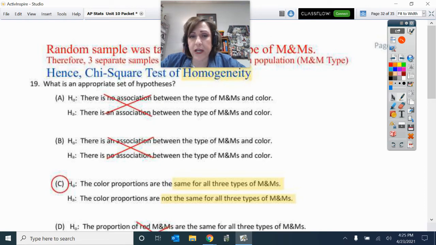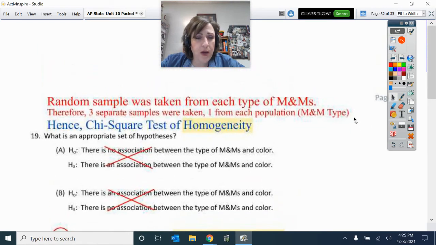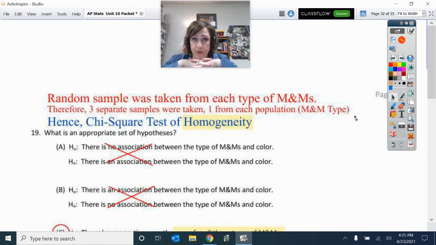So let's talk about the organization of this problem. This problem had a random sample. When I went back and read the prompt, it was a random sample taken from each type of M&Ms. So therefore, that was 3 separate populations, one sample taken from each population, each M&M type. Okay, so with that being said, I know that's a chi-squared test of homogeneity. So that's my thought process.